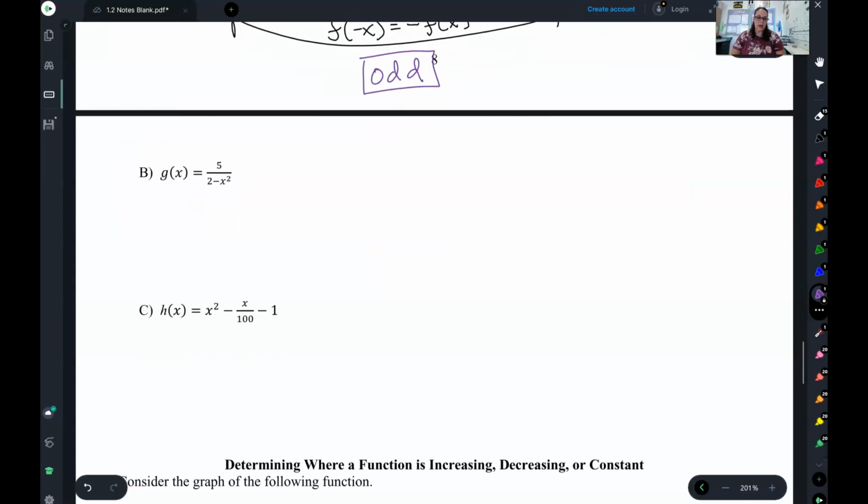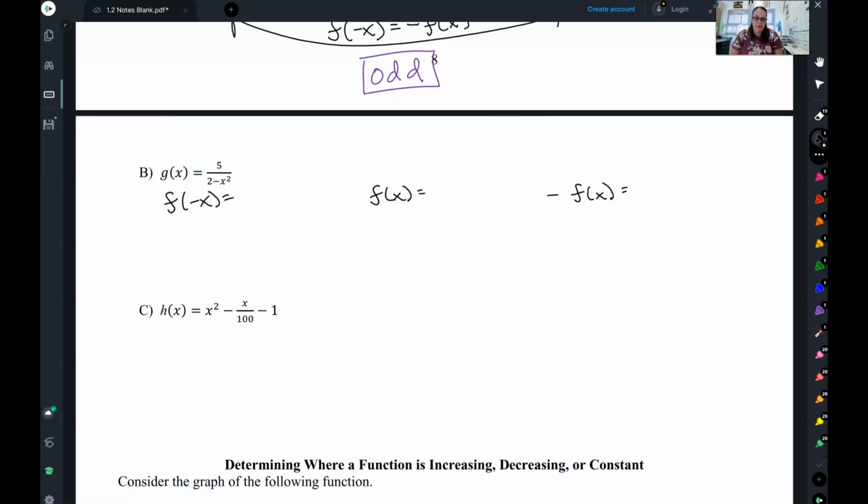So let's practice this one more time. I want you to find f of negative x, list what f of x is, and then find negative f of x. I'm going to have you pause the video this time, find these three different things, and then see which of them, if any, are equal. And then that will tell you if it's even or odd. So we'll come back in just a second, and we'll show you the answers to all three of these so that we can compare them.